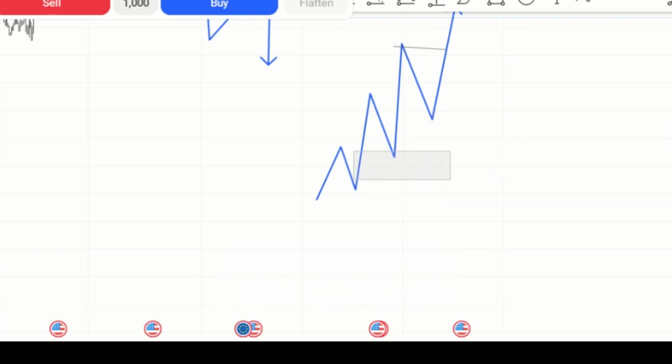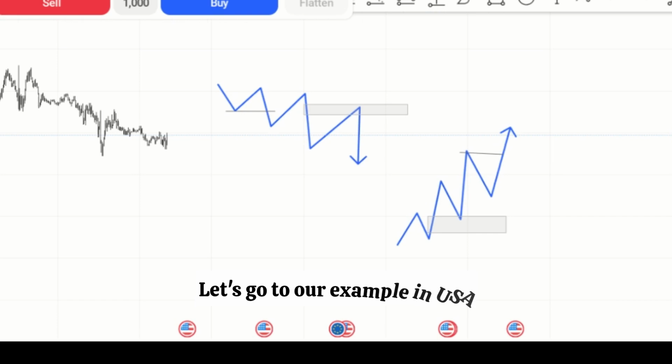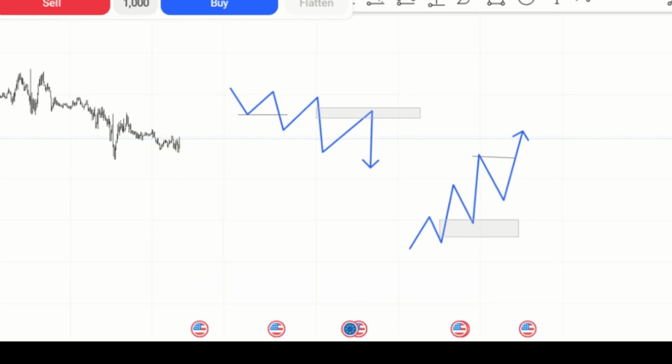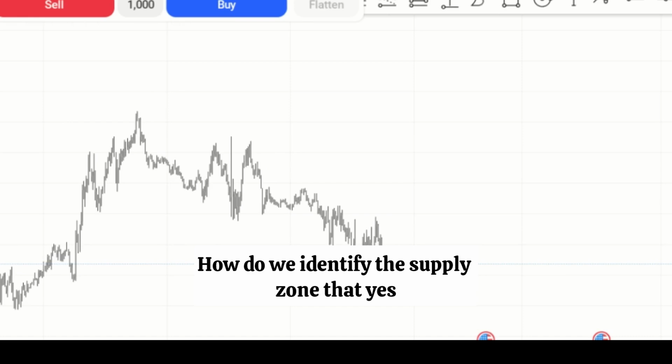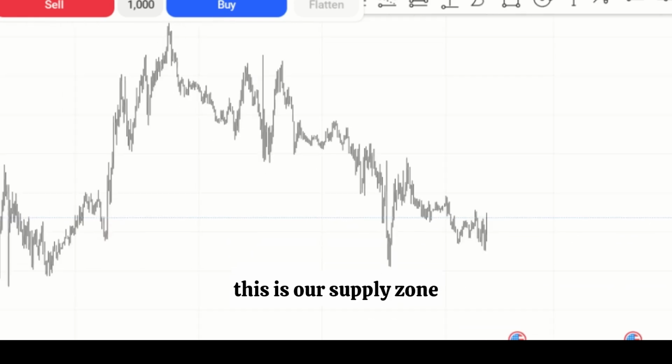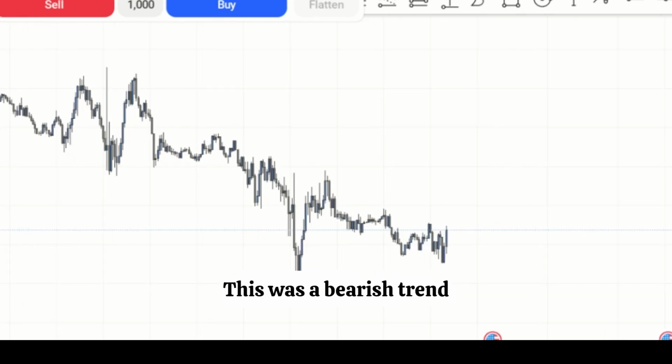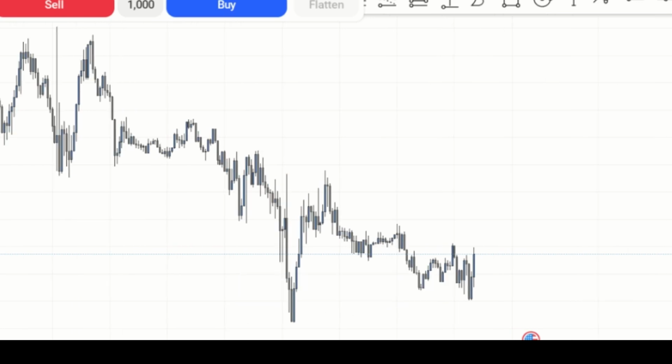Okay, so now let's consider our example here. Let's first see an example of a supply zone. How do we identify the supply zone? Yes, this is our supply zone. This was a bearish trend. Now let's see how this trend moves.